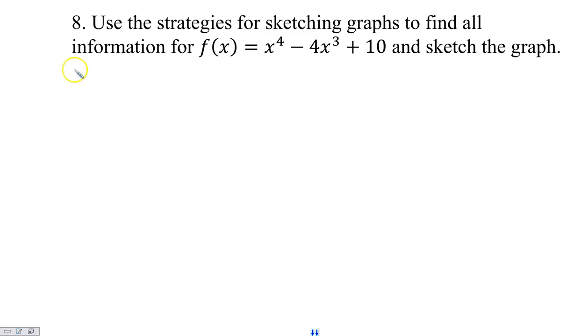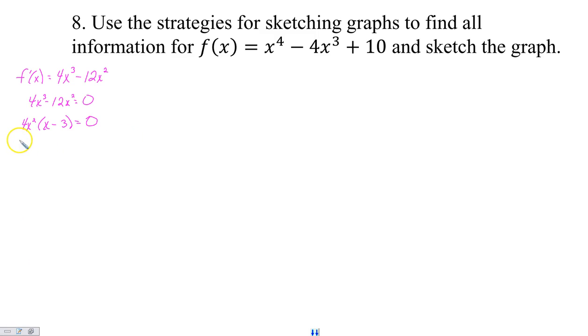All right, problem number 8. We're going to do exactly the same thing. So we're going to start with our first derivative here. Our first derivative of this function is 4x^3 minus 12x^2. We can set this equal to 0 to find our critical values. So 4x^3 minus 12x^2 is set equal to 0. We do have a greatest common factor of 4x^2 here, which is going to leave me with x minus 3. And I can set each of these equal to 0.